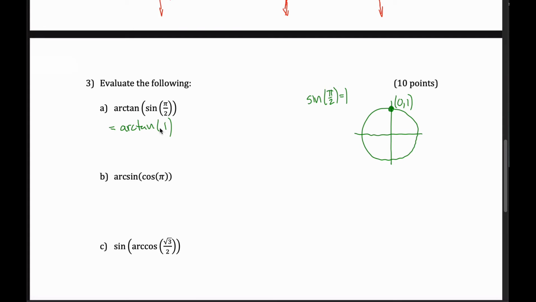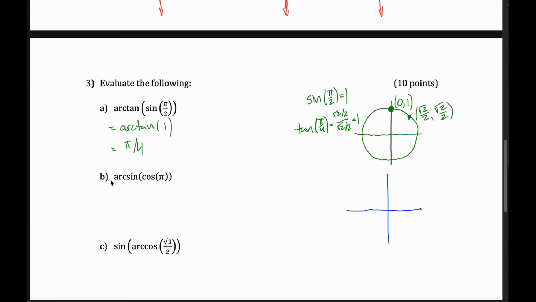Well, if you think about tangent as the y coordinate divided by the x coordinate, the way a fraction would be equal to 1 is if the top and the bottom of that fraction are the exact same. The place where I get the exact same x and y coordinates over here on the right side of my unit circle is at pi over 4, because at pi over 4, both the x and y coordinates are root 2 over 2. So because the tangent of pi over 4 equals 1 and pi over 4 is in between negative pi over 2 and positive pi over 2, the arctangent of 1 is just equal to pi over 4. So the answer to part A is just pi over 4.